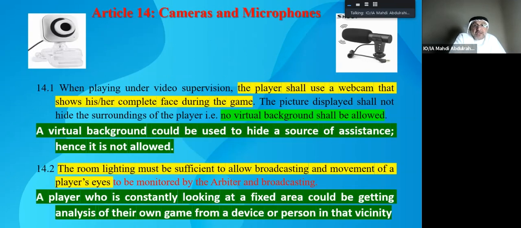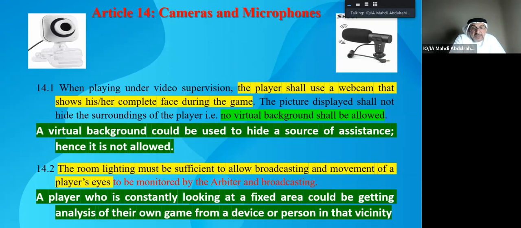So, microphone and camera. The player uses a webcam that shows his complete face during the game. No virtual background shall be allowed. A virtual background could be used to hide the source of the systems, and the room lighting must be sufficient to allow broadcasting and movement of the player's eyes to be monitored by the arbiter.